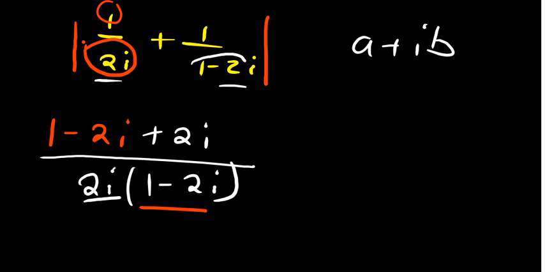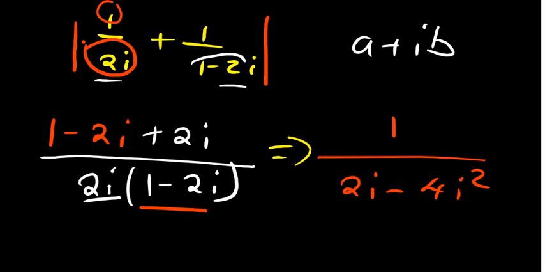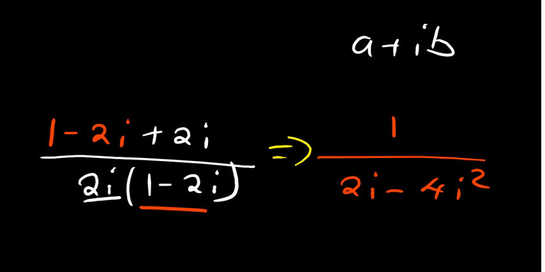At that point, you'd agree with me that what would be the solution there? One over what? Two i then minus 4i squared, right?